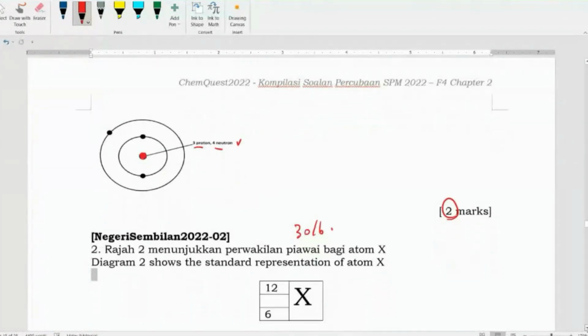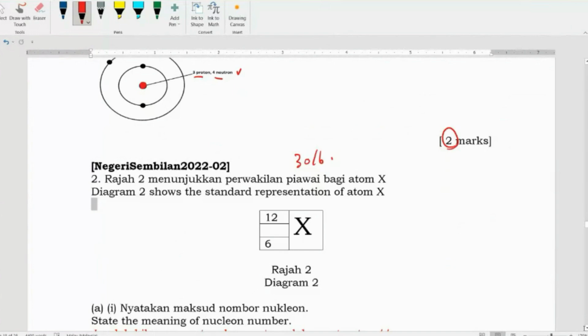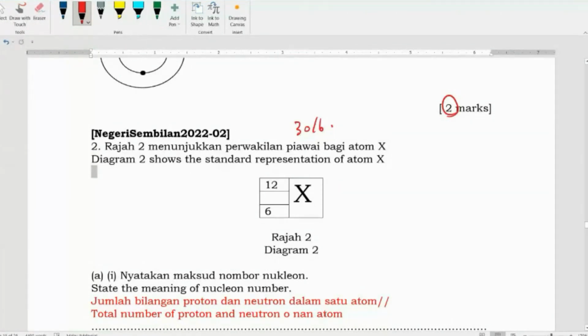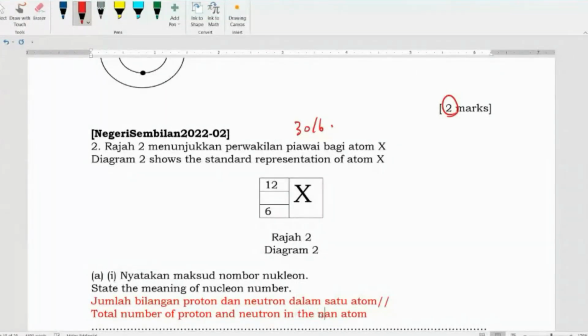Okay, Cynthia, can you read this question? State the meaning of nuclear number. Okay, you answer this. The total of proton and neutron in the nucleus of an atom. Okay, good. The total number of protons and neutrons in the nucleus of an atom. Okay, good, Cynthia.